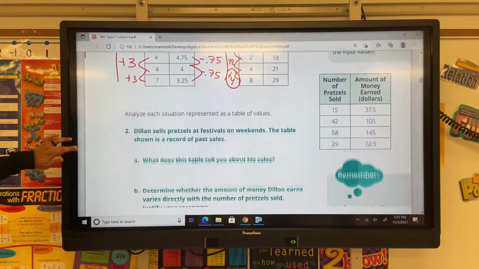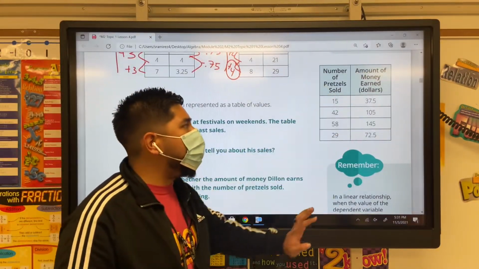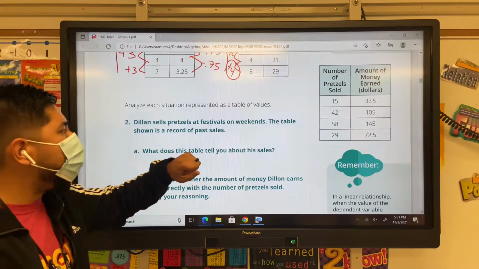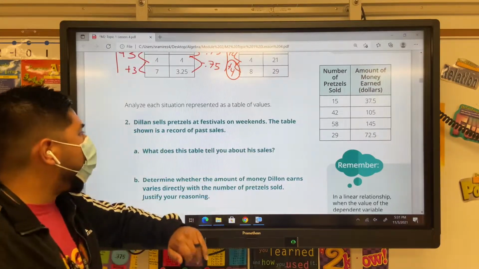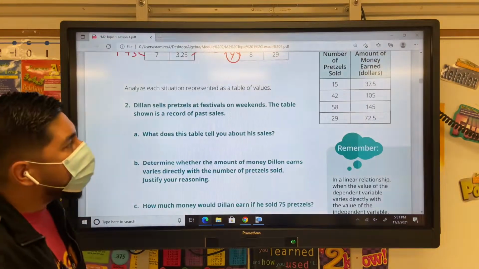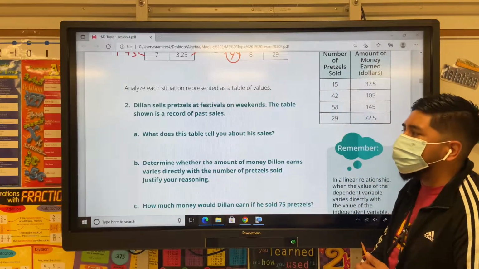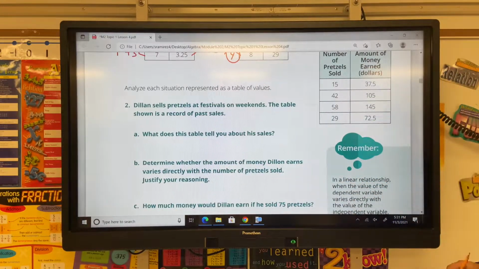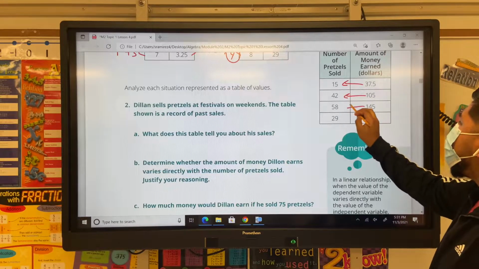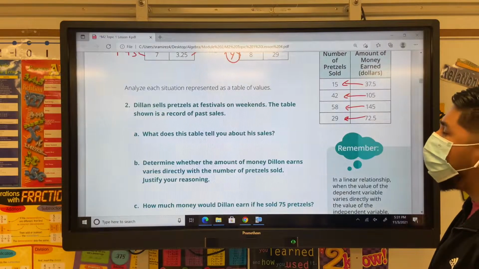Jumping to the bottom section. Looking at this table, we got Mr. Dylan is selling pretzels at the festival on the weekend. The table shows how much money he's making. What does this tell you? You should be able to tell me how much each pretzel is. If we look at this, I know you know because you all are super smart. Just divide these numbers and you'll give me the total amount.